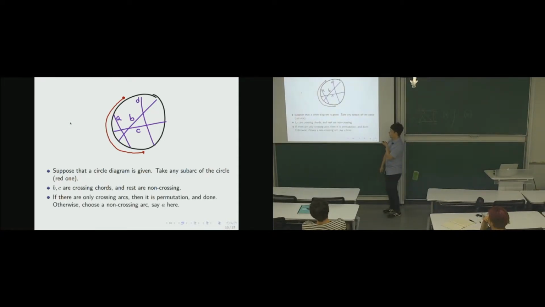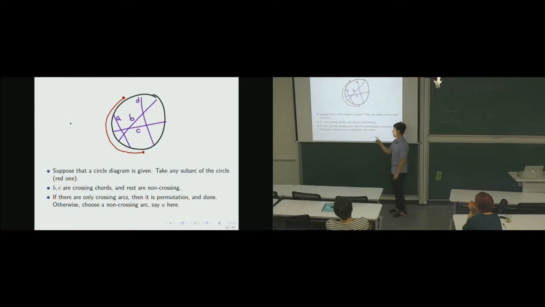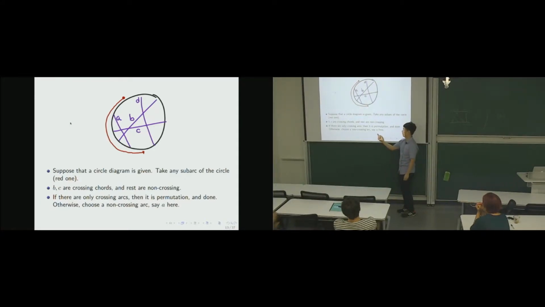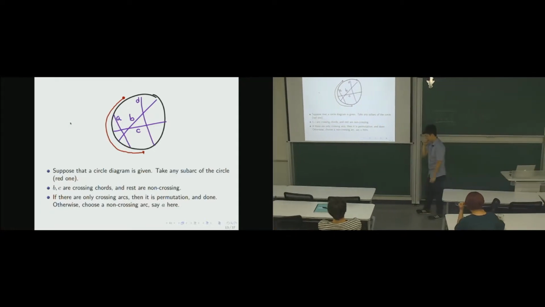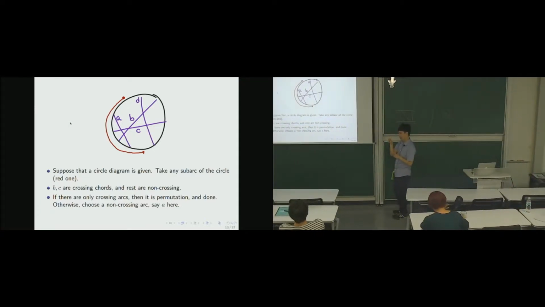So the observation is that if there are only crossing arcs, then it's a permutation graph, right? So we don't have to prove anything. So we can assume that there is a non-crossing arc, say A here, right? So I want to make A a crossing arc.